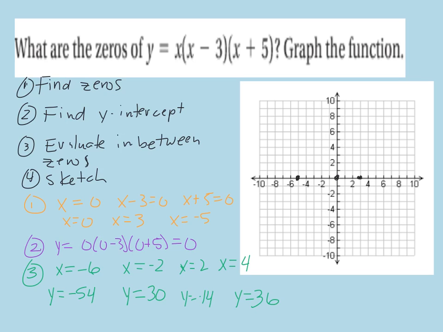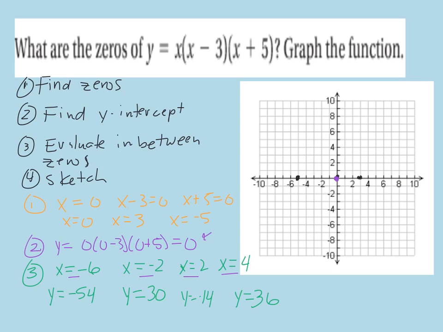Now with my y-intercept, if you look here, that's also at 0. So that actually overlaps with my other x-intercept. So that's why I need 4 points to evaluate instead of 3, because I need to evaluate a number at both ends, and then in between each point. So I picked -6 because that's on the left-hand side. I picked -2 because that's in between these two. I picked 2, that's in between these two zeros. And I picked 4 because that's on the right-hand side.